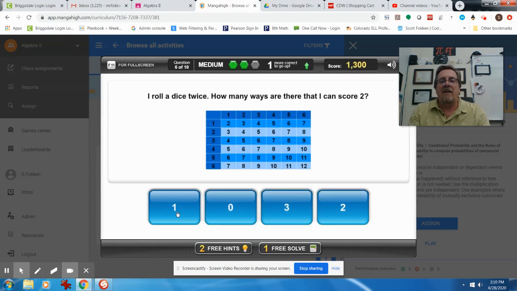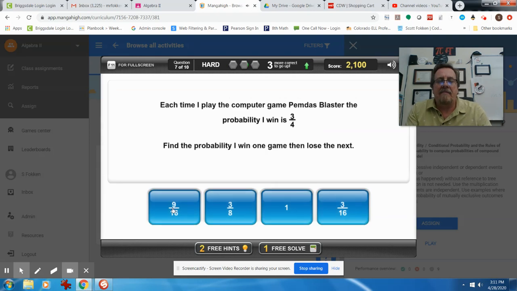I roll a die twice. How many ways are there that I can score a 2? And they've got a nice table here, so all we have to do is look for how often 2 occurs inside there. But we already kind of looked at that problem. We said, the only way to score a 2 is that snake eyes thing. You get 1 twice. So there's only one way to do that. It's right there. One possibility.